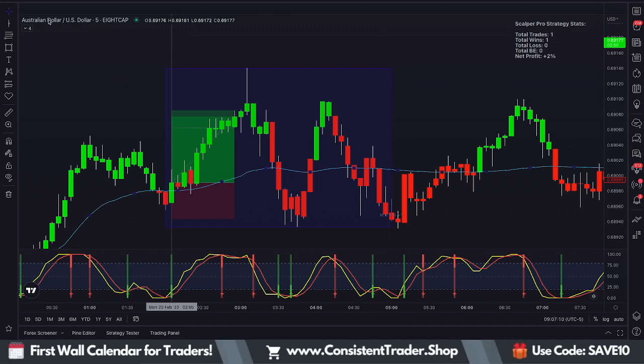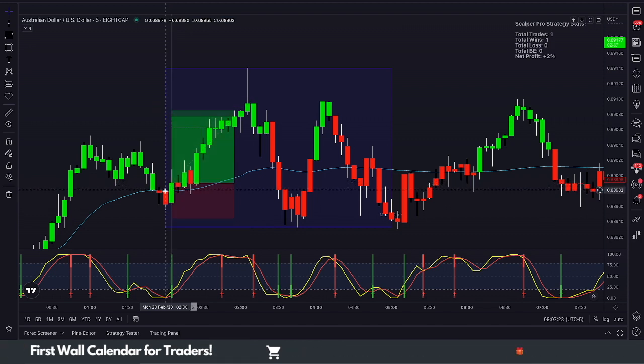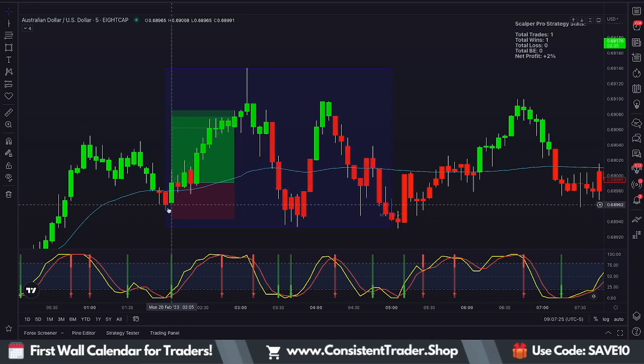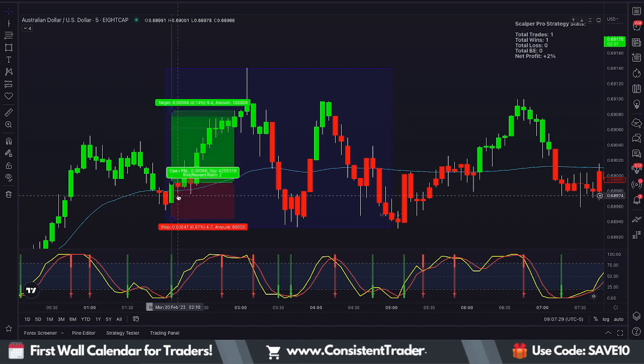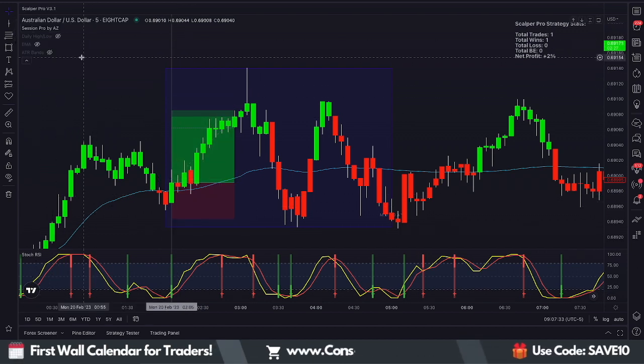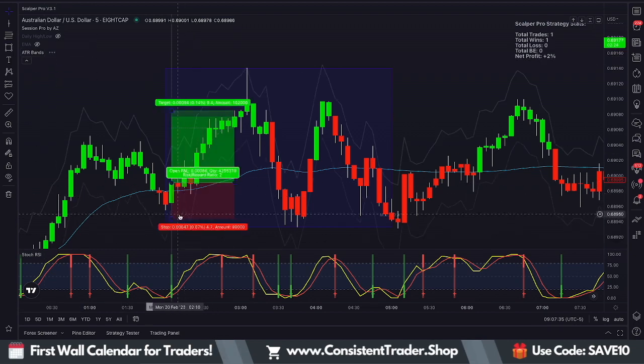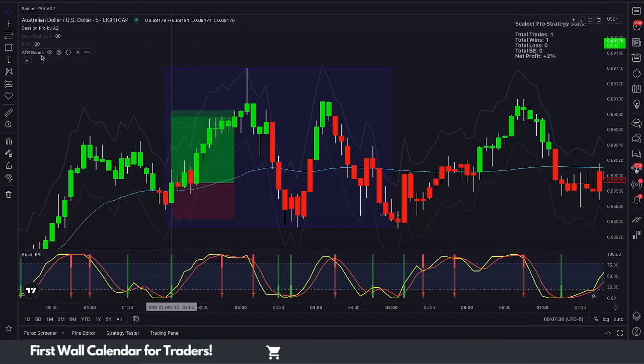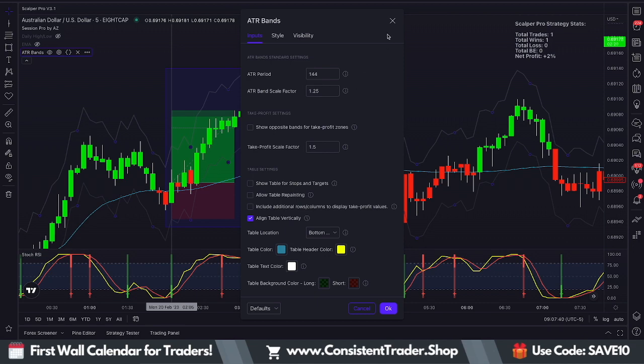So on the Australian dollar US dollar pair right here, we got an entry opportunity 5 minutes after the open. We got a beautiful bullish engulfing candle with a close above the VWAP, and we also switched colors from bearish to bullish on the Scalper Pro right here. We also got a beautiful bullish crossover below the 20 level. So I took this as an entry opportunity. For a stop loss method to give me a little bit more breathing room, I was using the ATR with these specific settings right here.